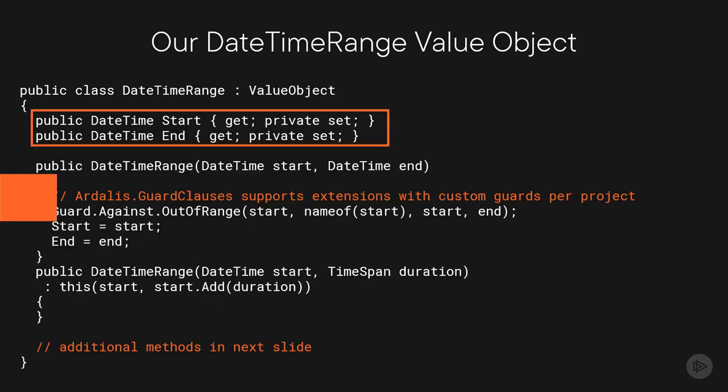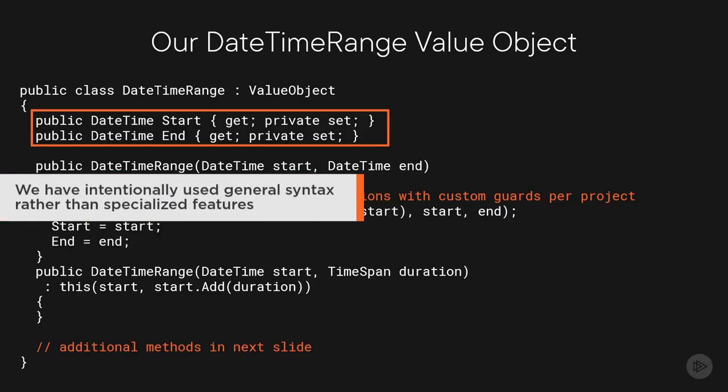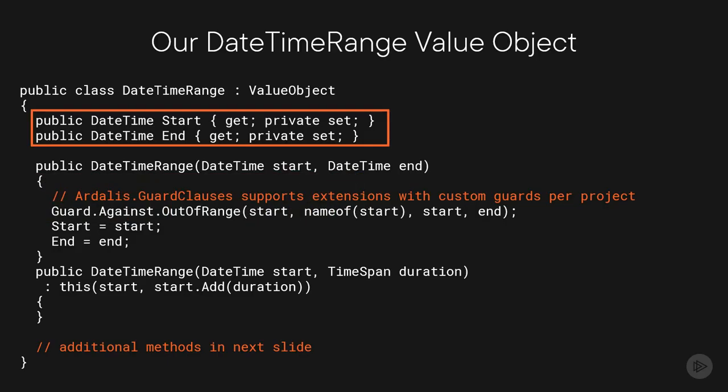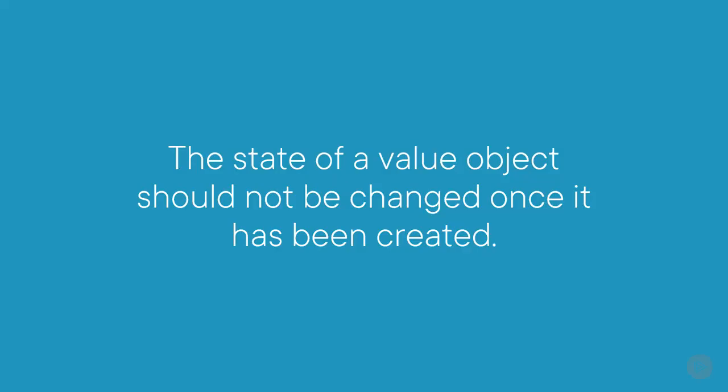But here, we've written our value objects in a more generalized way that's not taking advantage of any specific or specialized features. However, you can adapt these samples to benefit from those specific APIs and language versions that you're working with. The important goal here, though, however you implement it, is that the state of the value object should not be changed once it's been created and is part of the domain model.